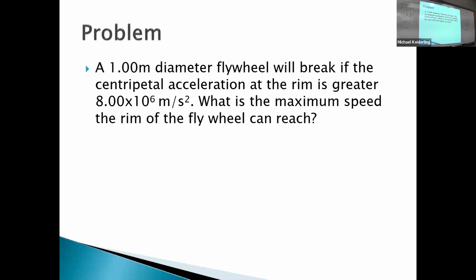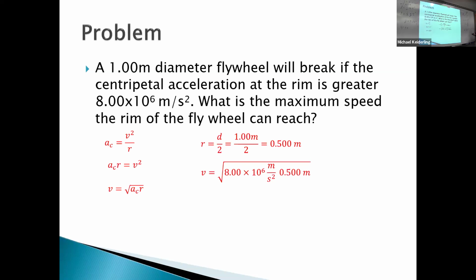So this is one of those cases where you're solving for speed. Centripetal acceleration is speed squared over radius. So speed squared is centripetal acceleration times radius, and speed is the square root of centripetal acceleration times radius. Our radius is half the diameter, so our radius is 0.5 meters. So our speed is going to be the square root of 8 times 10 to the 6 meters per second squared times 0.5 meters.